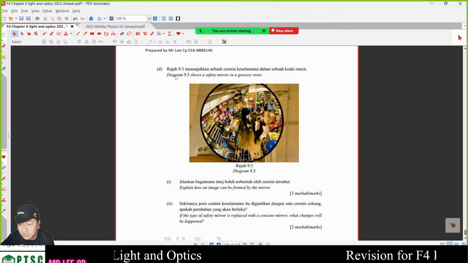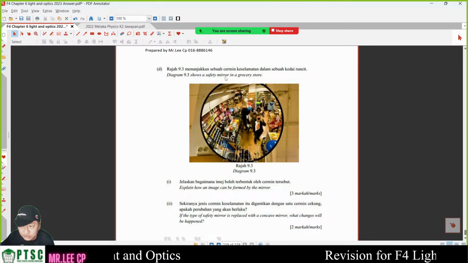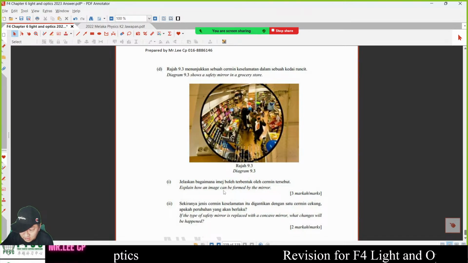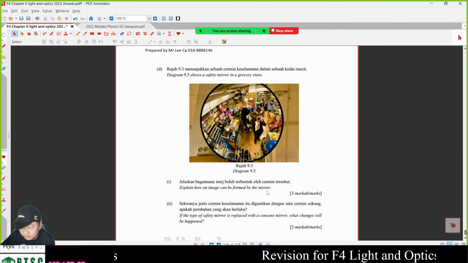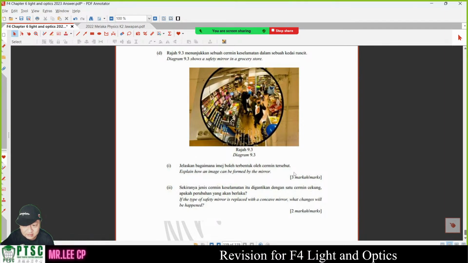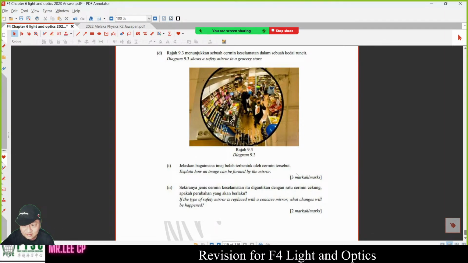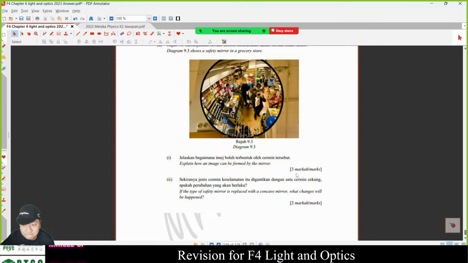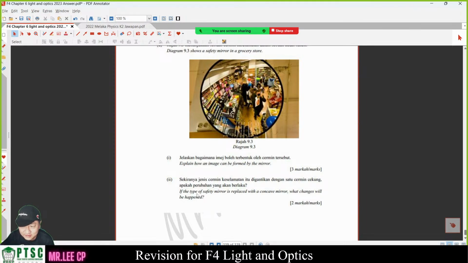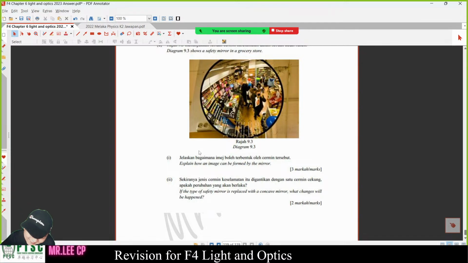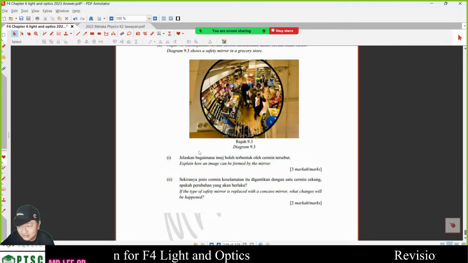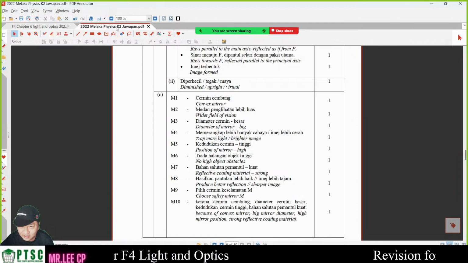Lastly, we come to here. Diagram 9.3 shows a safety mirror in the grocery store. Okay? Explain how the image can be formed by the mirror. This kind of question, I told you this 3 months ago. How to get the image. Okay? Explain how the image is formed. Light is reflected. I don't know how to answer this kind of question.